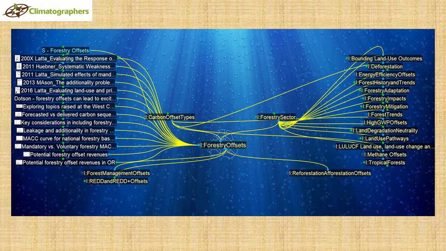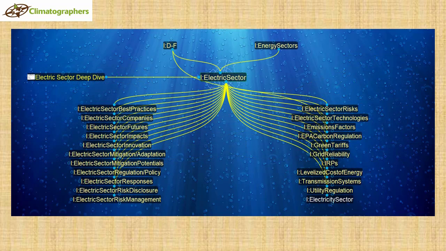For example, more than 2,000 index entries make it easy to literally click your way through the entire topic of climate change, and to encounter topics and ideas that you'd never thought of before. Here the index entry pertains to forestry offsets. Here is the index entry for the electricity sector, illustrating all the subtopics that are also available.